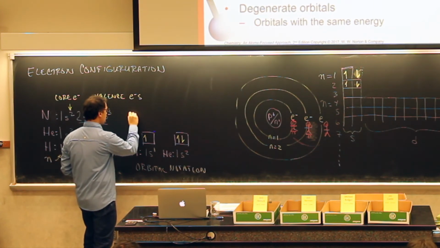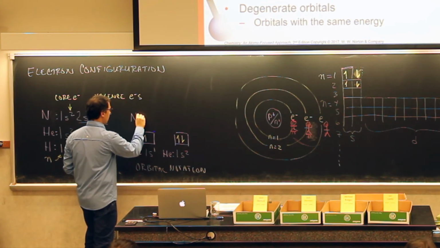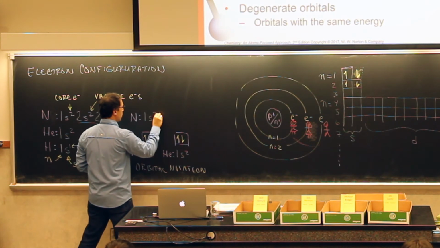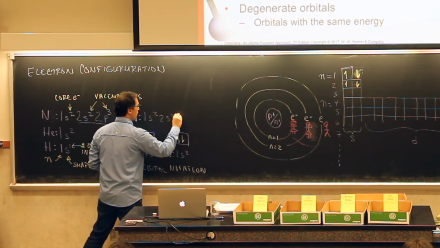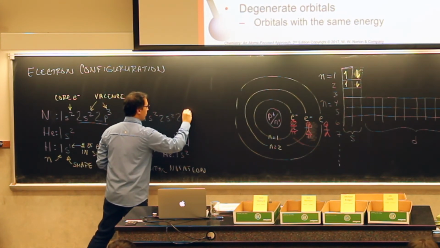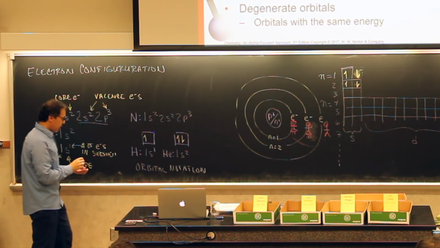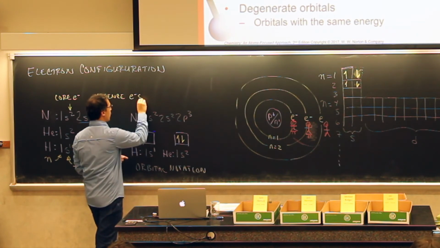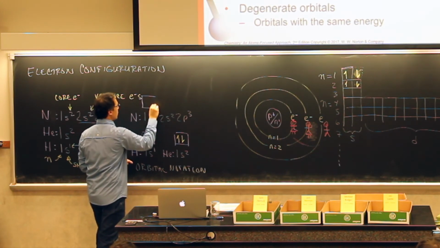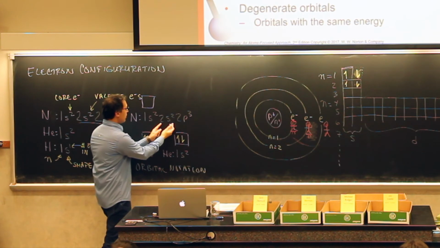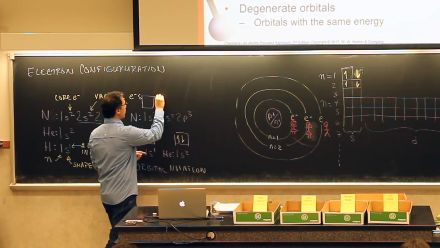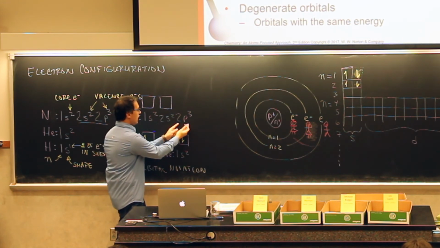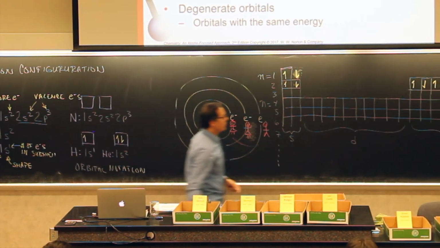Okay, so nitrogen here, nitrogen is 1s2, 2s2, 2p3. Okay, so now I'm going to have to draw some boxes. My first box is going to be for this 1s orbital, so I'll put a box here. Then another box here for my 2s orbital. And then my 2p. Now, how many boxes do I do?